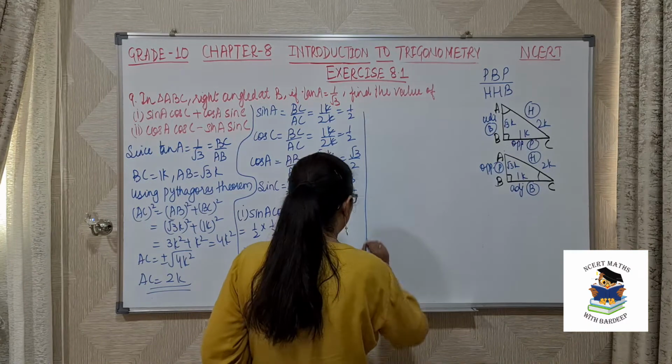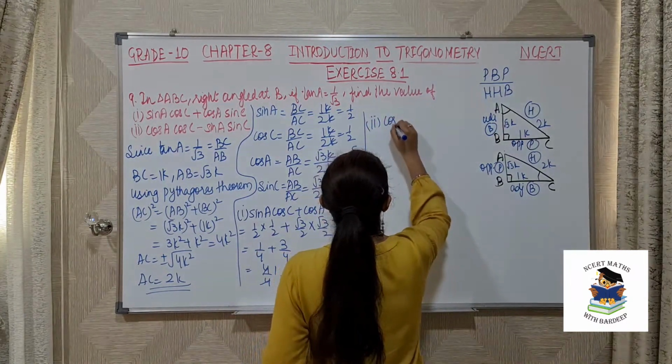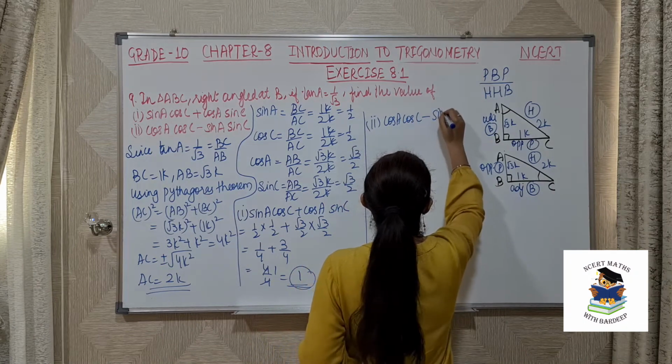Now let's see the second part. This is what? Cos A cos C minus sin A sin C.